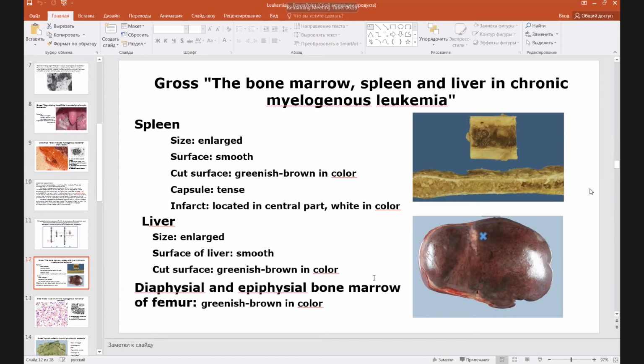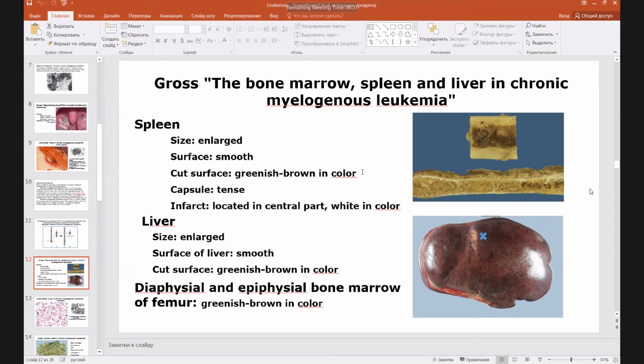And now the descriptions of organs. Spleen. You can see on the photo the spleen, by the way. The size of the spleen is enlarged. Surface is smooth. Cut surface is greenish brown in color. If you want, you can describe the figurative name of this organ: pyogenic appearance, from the word pus.